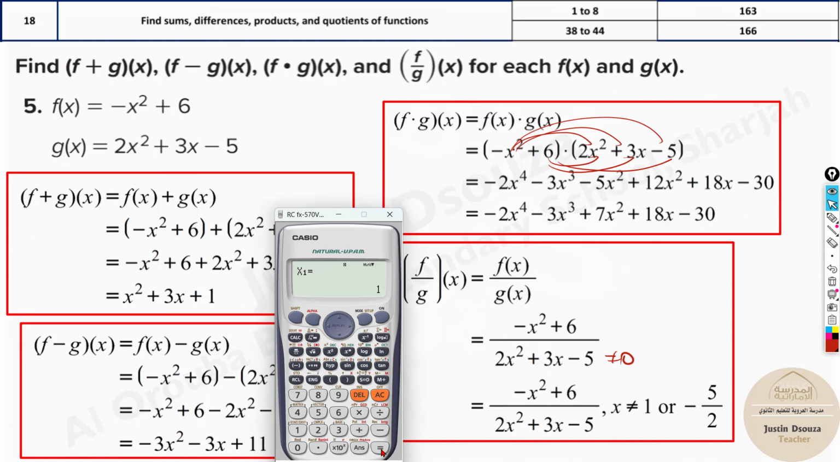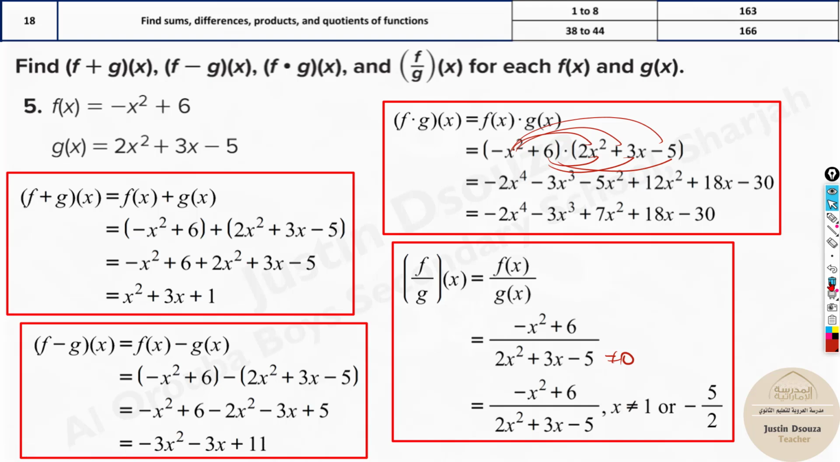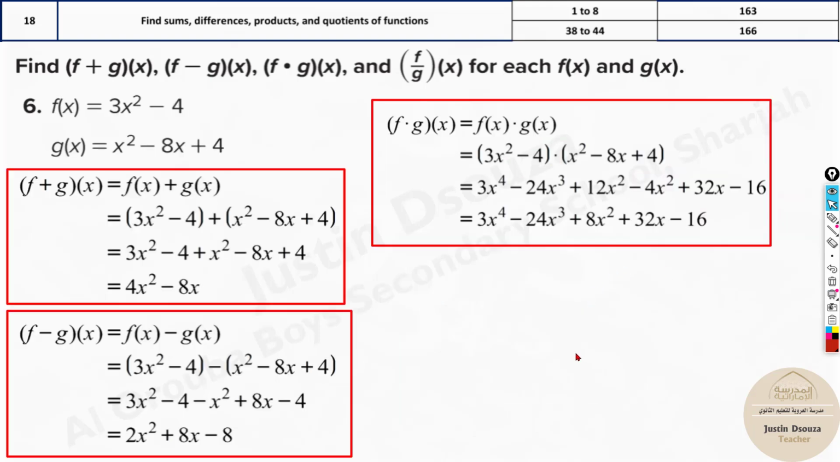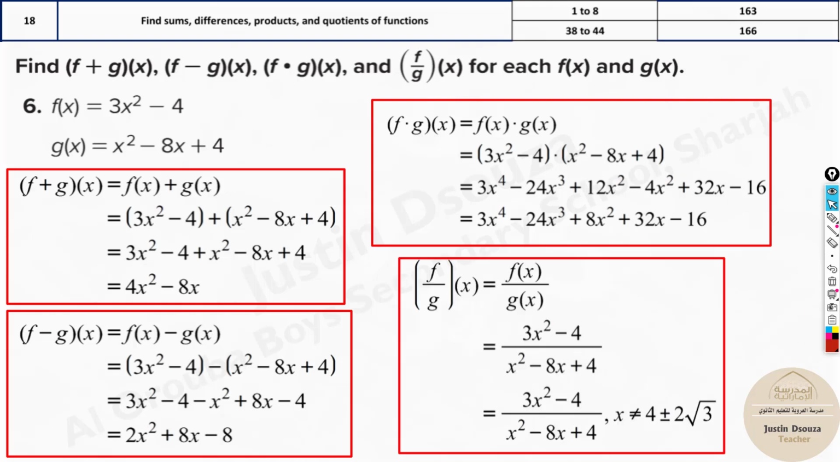And the answers are 1 and minus 5 by 2. So x cannot be equal to 1 and x cannot be equal to minus 5 by 2. Not equal means these two are not included in the solution. So this is how we basically solve them. And here again, it's another similar problem. Please do go through it by yourselves.